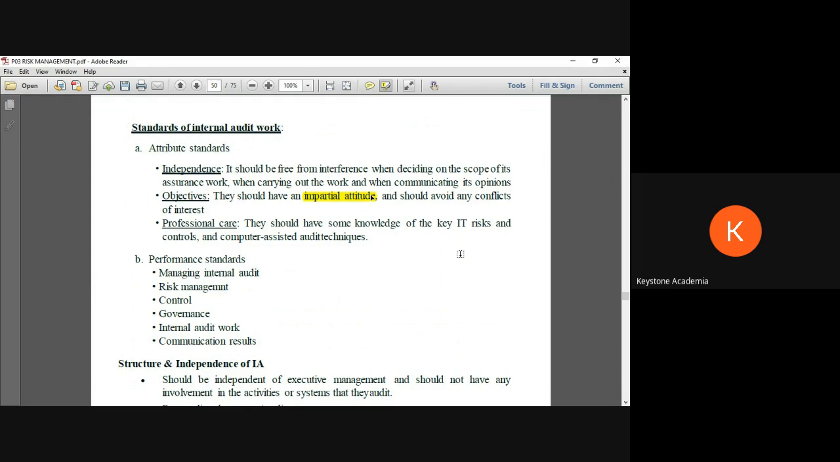Professional care: they should have some knowledge of the key IT risks and controls and computer audit techniques. IT risk is trending now. Basically, the key risks of the organization. They should understand the industry. Performance standards; these are the attribute basics. Next is performance. Obviously, everybody's performance we are testing. So managing internal audit, risk management, control, governance, communicating results, all of this they should do. It's not like anybody can come and do internal audit.